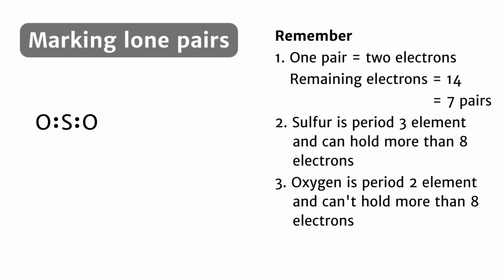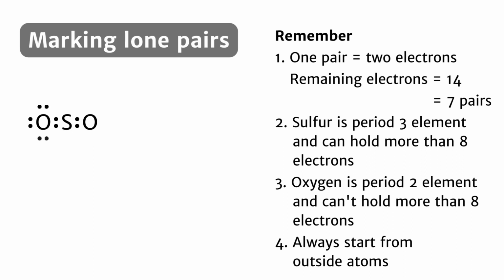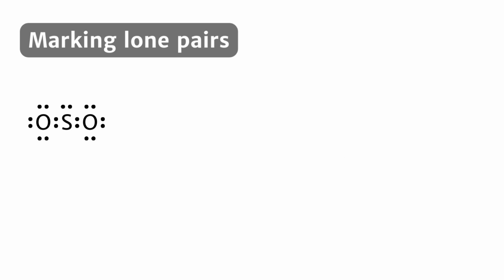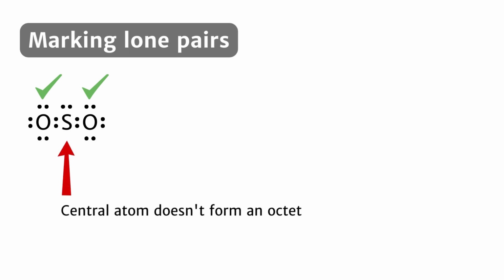One more thing to remember is to always start by marking lone pairs on outside atoms first and then on the central atom. In SO2, each of the 2 outside oxygen atoms will get 3 lone pairs, while the central sulfur atom will receive 1 lone pair, as we only have 7 lone pairs available for marking on the structure. It's evident that the octet is complete for the outside oxygen atoms, but not for the central sulfur atom. Therefore, let's focus on completing the octet for the central sulfur atom now.